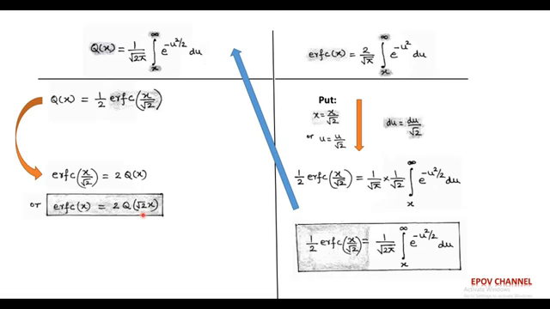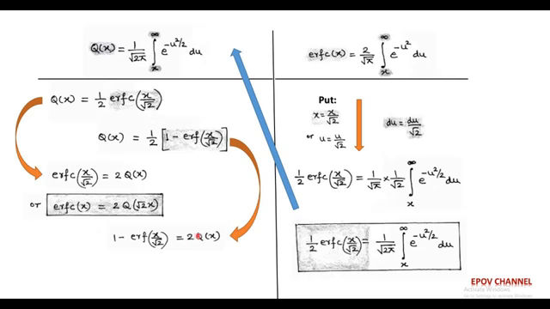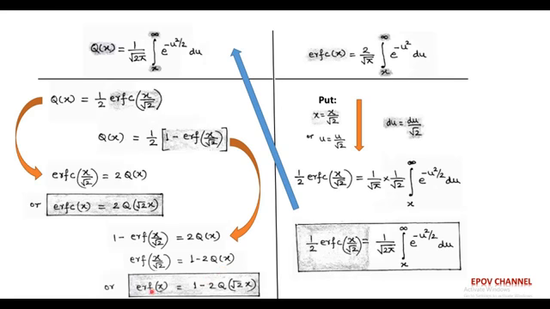Also in place of complementary error function of x upon root 2, we can write 1 minus error function of x upon root 2, and it becomes a relationship between error function and Q function. So 1 minus error function of x upon root 2 equals twice of Q function x, or error function of x upon root 2 equals 1 minus twice of Q function x. Also it can be written as error function of x equals 1 minus twice of Q function of root 2 x.